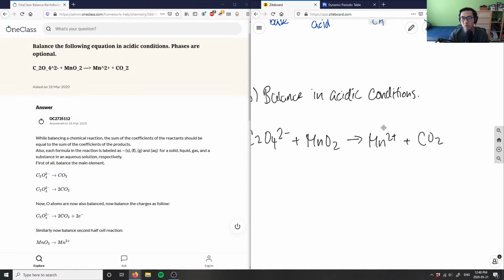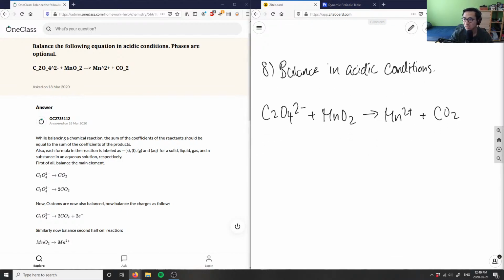Okay, so if I want to balance in acidic conditions, this is going to be a redox kind of reaction here. And we know that this here is a redox reaction because it's telling you to balance in acidic conditions. So what we want to do is figure out the half equations, and we want to add them together. So that's our goal here. And in this case, we know that it's in acidic conditions here. So we want to separate the half reactions first. That's our first step here.